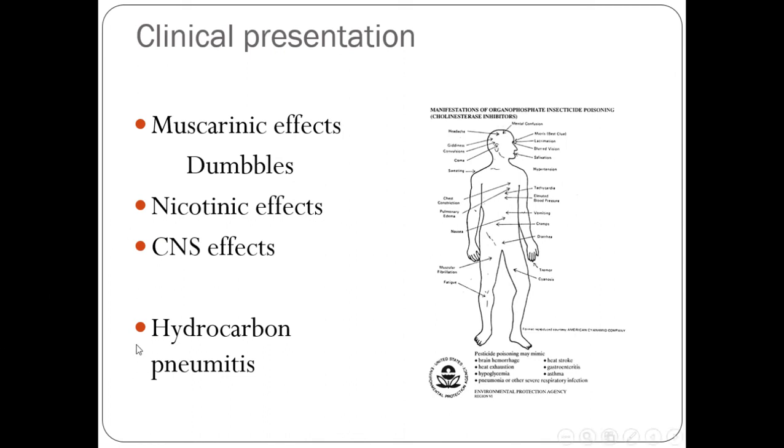Also take care that the solvent of organophosphate, as I told you, is mostly petroleum in the form of petroleum distillate. This solvent may induce hydrocarbon pneumonitis. So these manifestations are due to organophosphate itself, but hydrocarbon pneumonitis is due to the solvent of organophosphate.